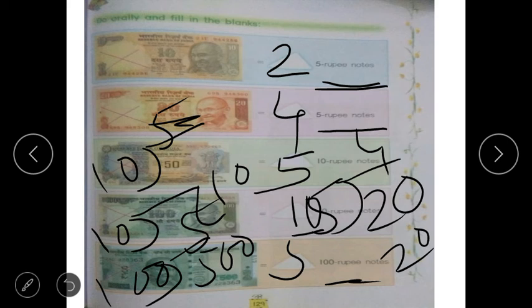What you have to fill in: 2 in the first block, then 4, 5, 10 and 5. Okay? I am repeating: two 5 rupees notes make 10, four 5 rupees notes make 20, five 10 rupees notes make 50, ten 10 rupees notes make 100, and five 100 rupees notes make 500.